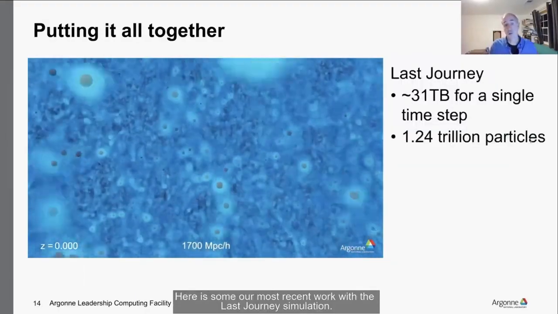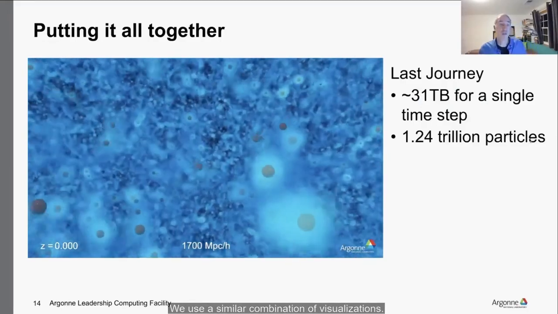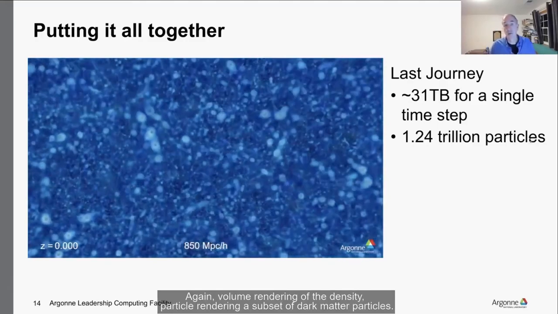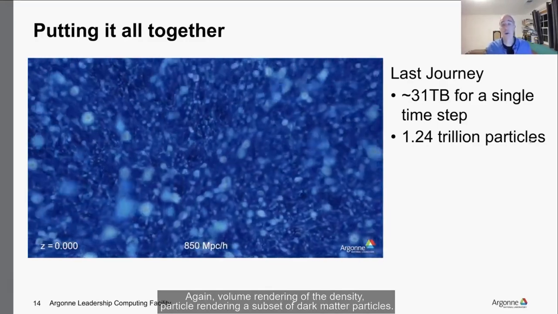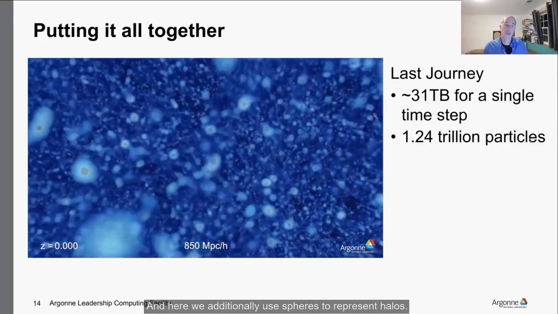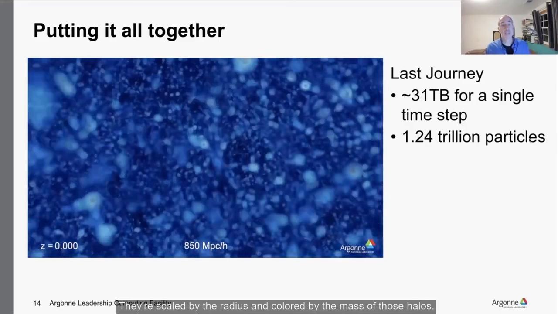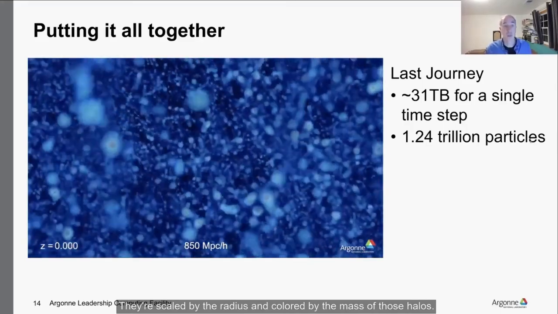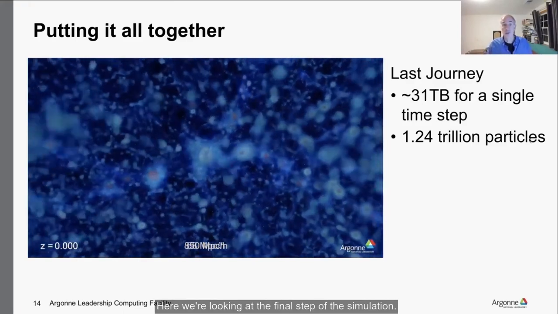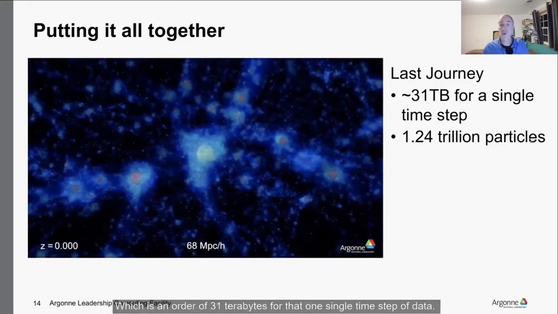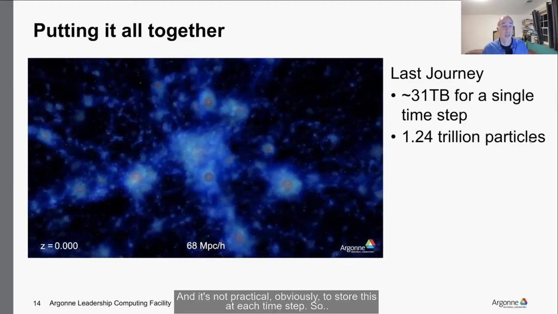Here is some of our most recent work with the last journey simulation. We use a similar combination of visualizations, again, volume rendering of density and particle rendering of a subset of dark matter particles. And here we additionally use spheres to represent halos. They're scaled by the radius and colored by the mass of those halos. Here we're looking at the final step of the simulation, which is on the order of 31 terabytes for that one single time step of data.